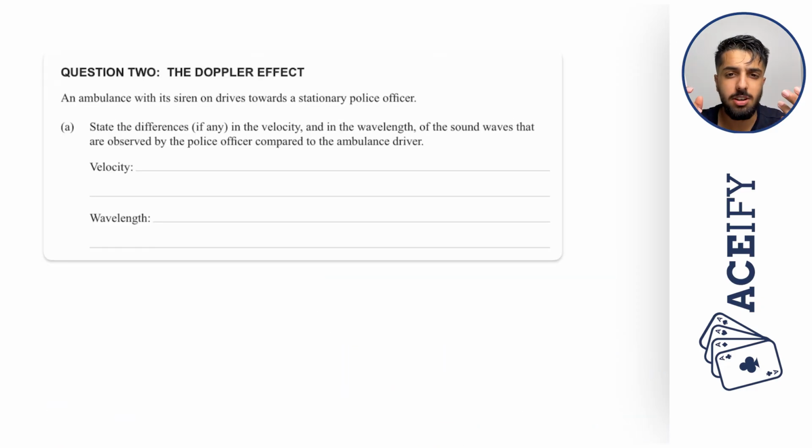An ambulance with its siren on drives towards a stationary police officer. State the differences, if any, in the velocity and in the wavelength of the sound waves that are observed by the police officer compared to the ambulance driver.